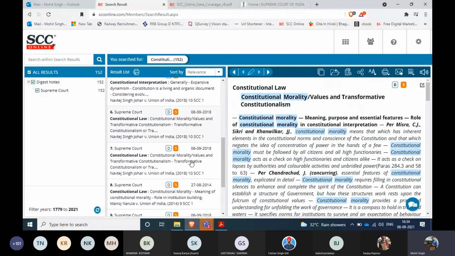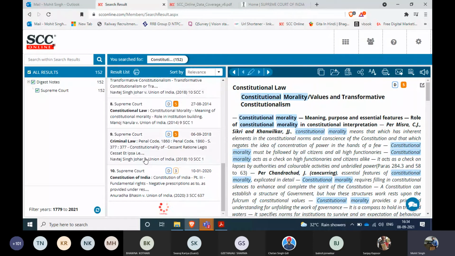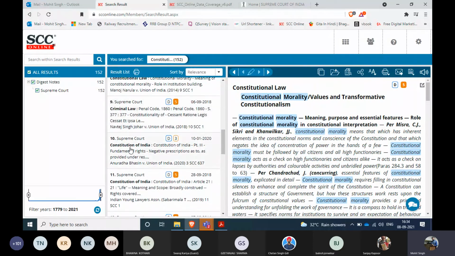Now over here, as you can see, sometimes it's written as constitutional interpretation as the heading, but sometimes it's written as constitutional law. All right, let's scroll down to see, do we have something else? Yes, we do have Constitution of India as well and criminal law as the heading. So what are these? So basically, every digest note has its own unique heading. So this digest note has the heading of constitutional law. This digest note has the heading of criminal law.